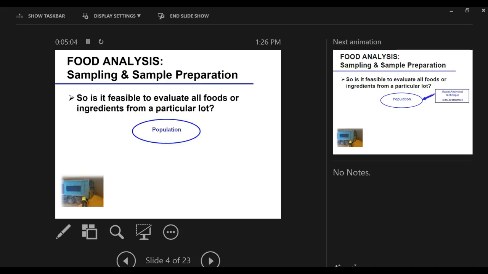So is it feasible to evaluate all foods or ingredients from a particular lot? We talked about it's not feasible, especially when we have a big number of samples or a large amount of production, unless it's a rapid method and non-destructive. So we are going through and doing metal detection throughout.